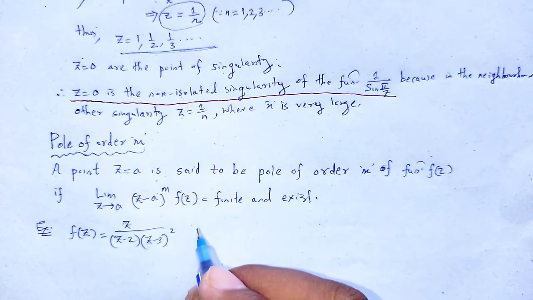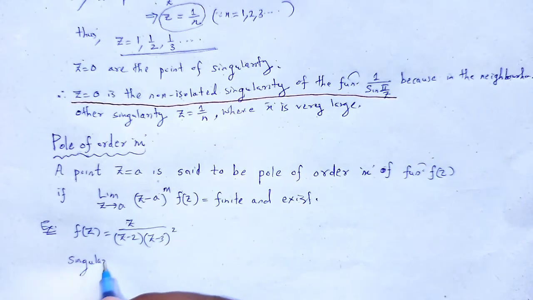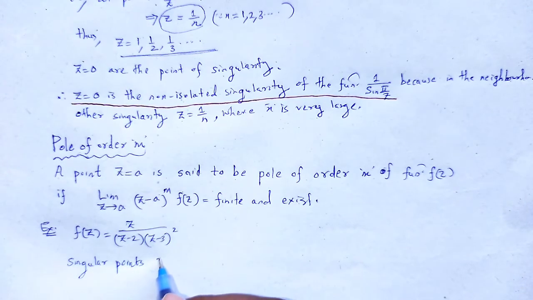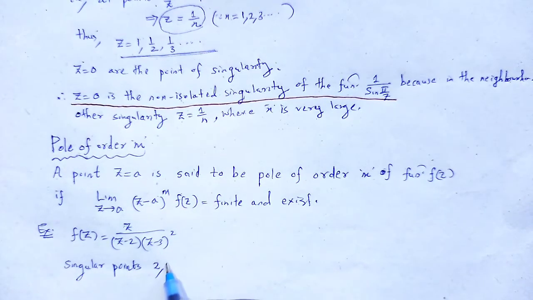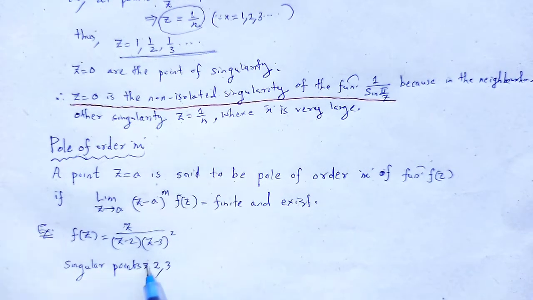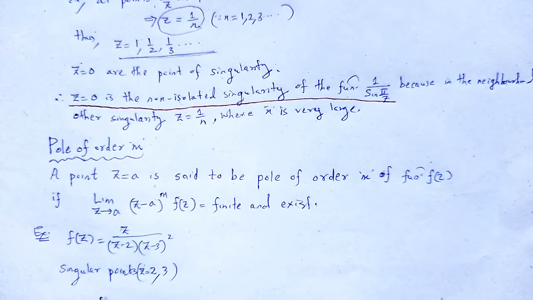It has singular points 2 and 3, which is z is equal to 2 and 3. That singular point is said to be the pole, but what order of that pole?